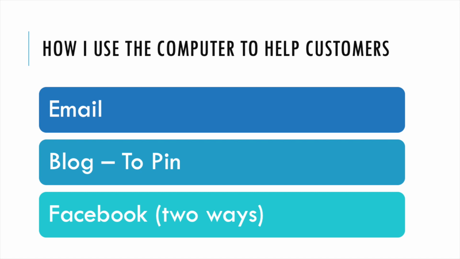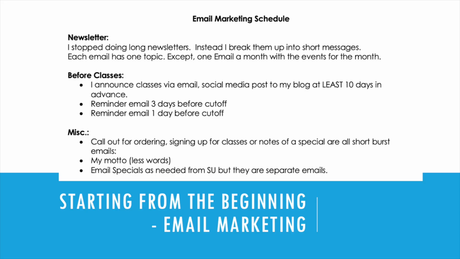When Jessica first asked me to talk, she suggested that I talk about all the ways that I use social media. And really, I have to start with my beginning, which was the email piece of it. So starting about 10 days or more before a class, I will set up my email or my event in my Constant Contact, and I announce it via email, social media, and my blog 10 days before the event.